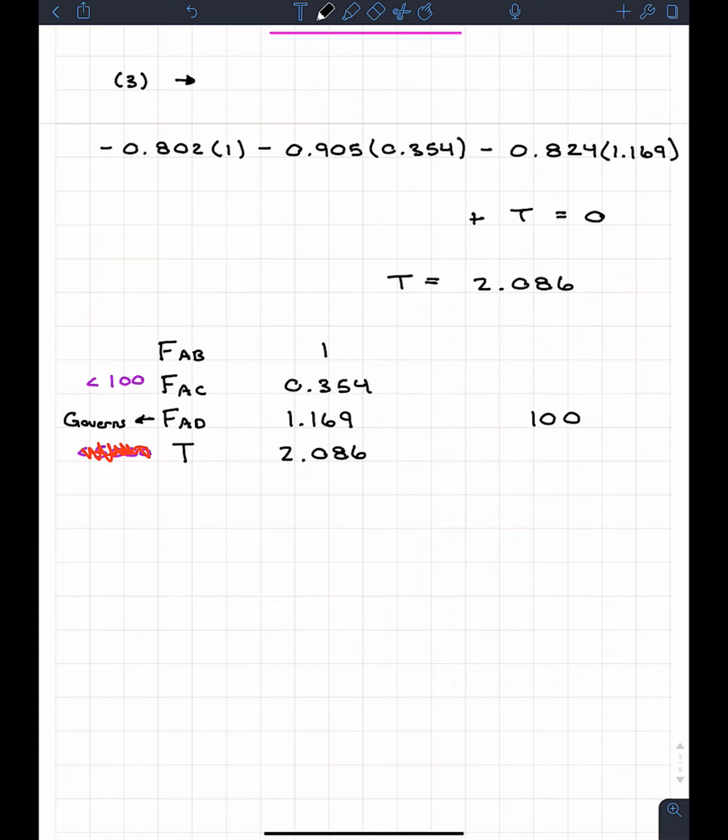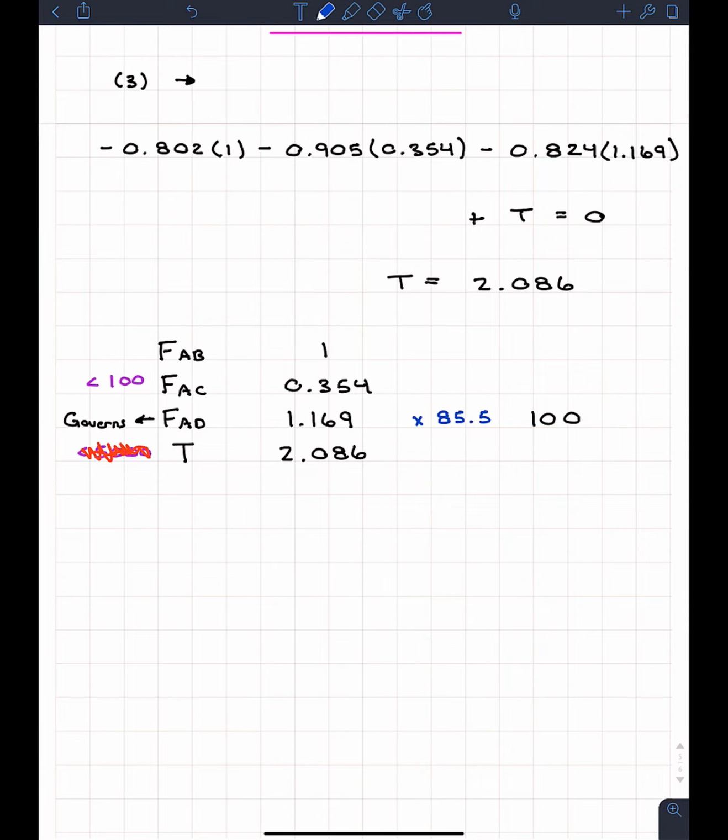So what we're going to have to do is find a magical factor that when we multiply 1.169 by that factor, it's going to give us that force of 100. Okay, well, how do you find that? Well, it's pretty simple, actually. All we're going to do is take that 100 and divide it by 1.169. What you'll find is that factor is 85.5.